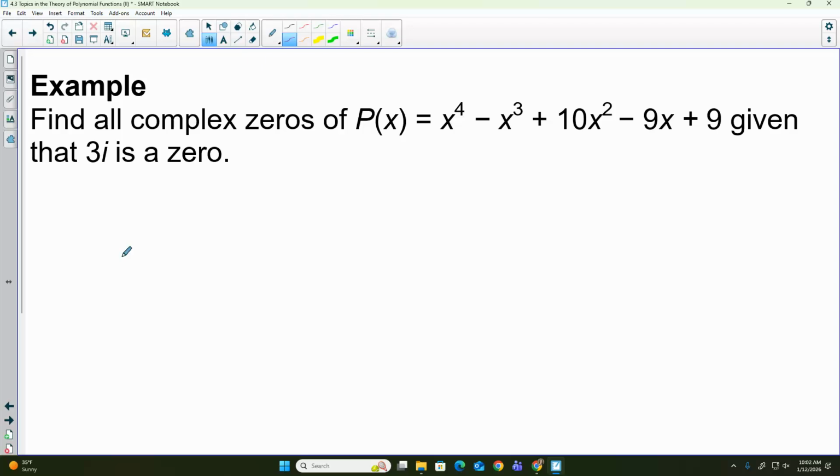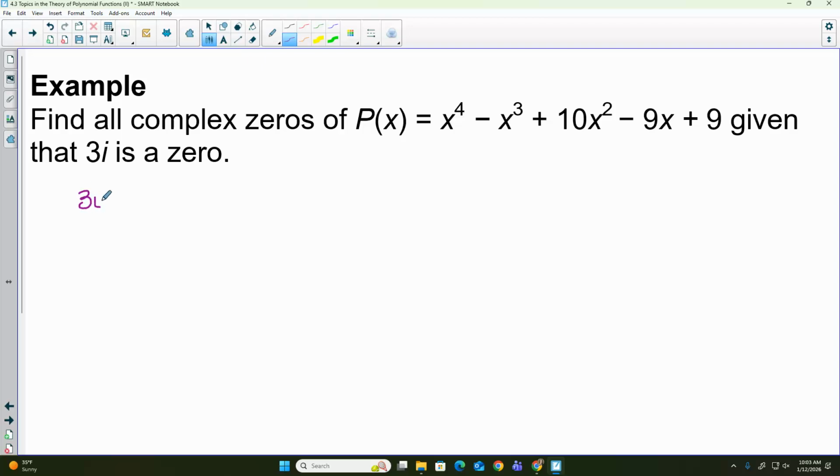Given that 3i is a 0. How many zeros should this have? You guys know? 4. How'd you know that? The highest exponent. The degree, the highest exponent, that's how many zeros? I gave you one of them. We have to find the other 3. Okay, so think back to last week. When I gave you the first 0, what did we do with it? Synthetic division.